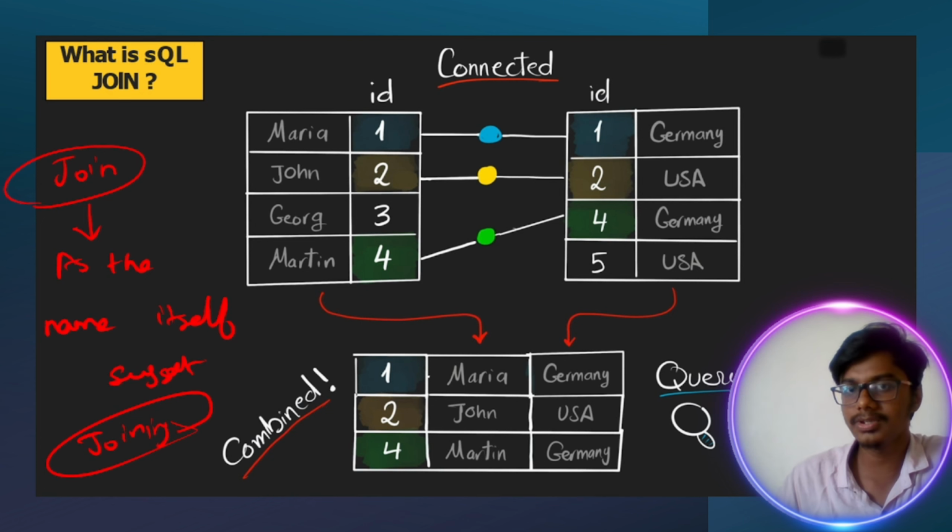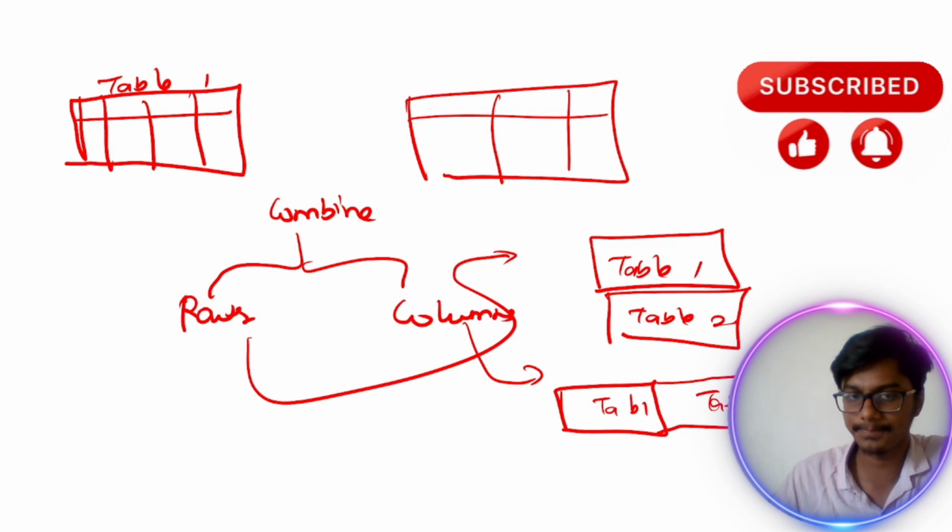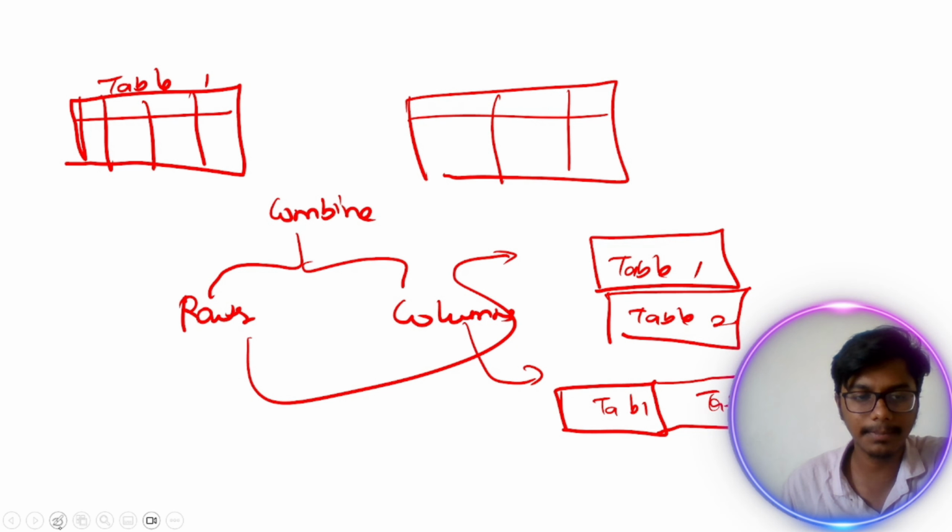Before getting into the join, we want to know something about the primary key. So let me erase all this.